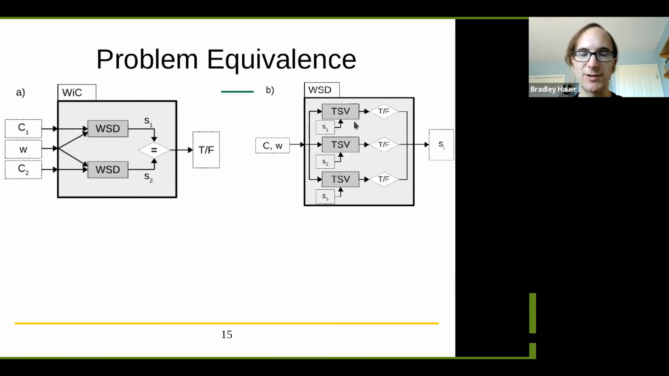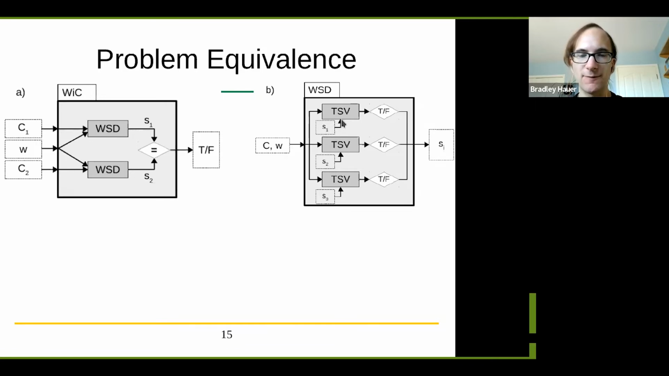How can we solve WSD instances with TSV? We're given a context and a word, a WSD instance, and we need to determine the sense. Well, using WordNet, we can enumerate the senses of the word. Again, look at the synsets that contain it. And for each of those, we construct a TSV instance.